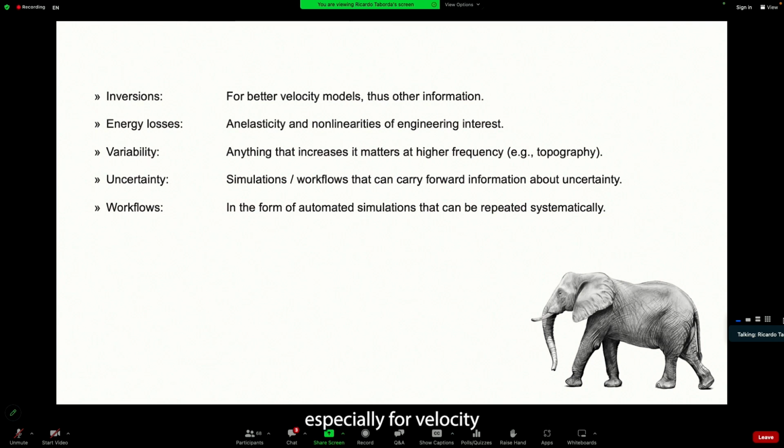Inversions, especially for velocity models, is my take, but I'm quite sure that others will say for the source. Focus on energy losses in terms of anelasticity and nonlinearity. Understanding the variability, and I think the question that Brad Agar posed earlier in the chat was in that sense, variability and uncertainty. What is it that we really don't know, and what can we control?